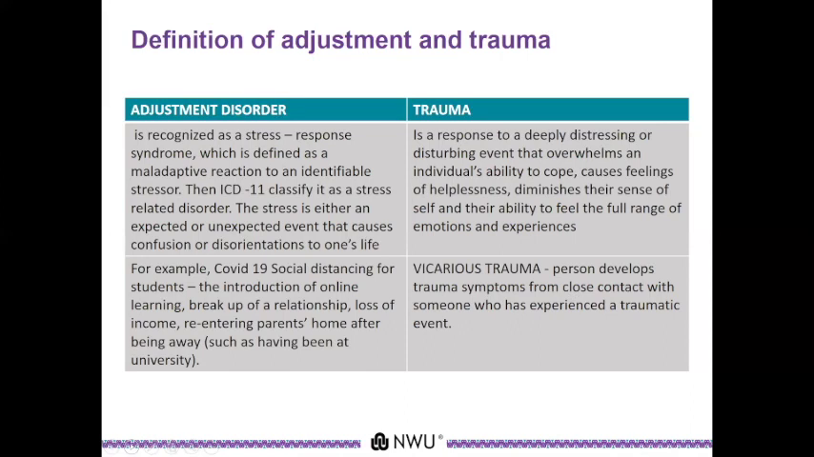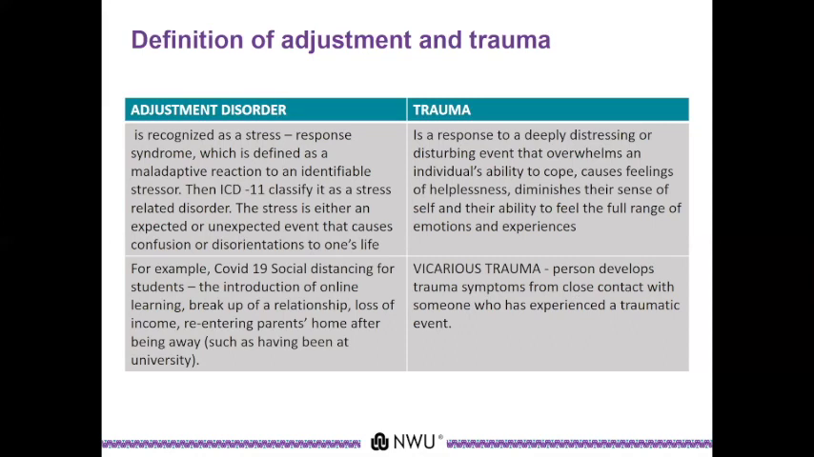So COVID-19, social distancing for students, and the introduction of online learning could also cause an adjustment. Other examples are the breakup of a relationship, loss of income, or re-entering your parents' home after having been at university. Often students spend more time at varsity than they do at home, so having to spend an unidentifiable number of days at home can cause an adjustment. Let's move on to trauma.